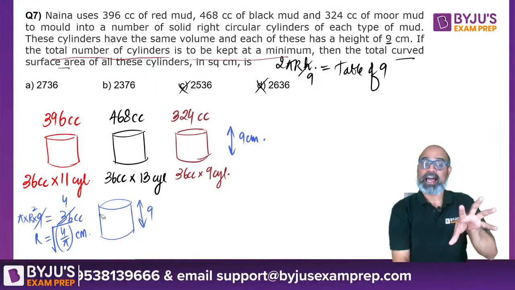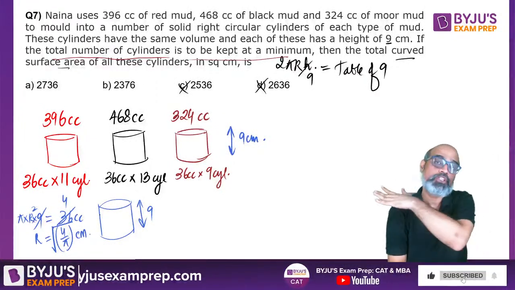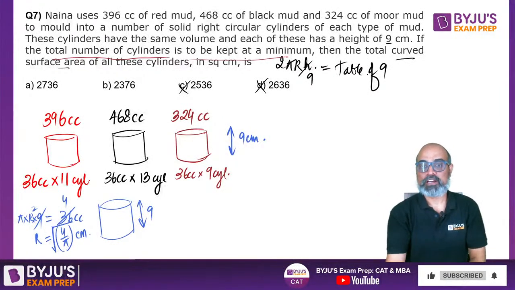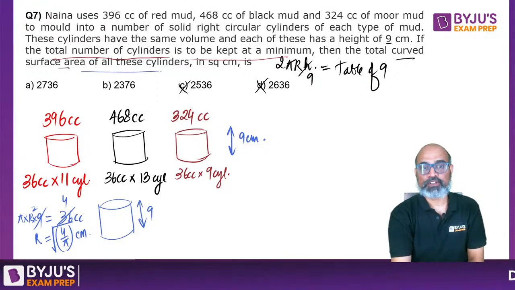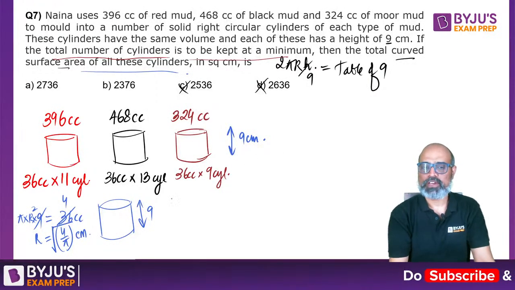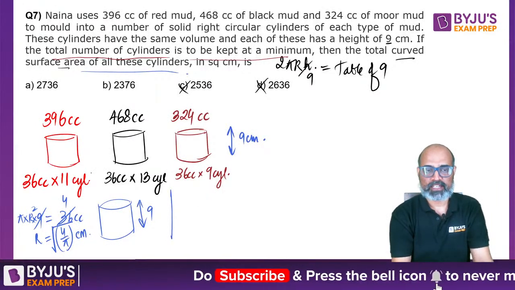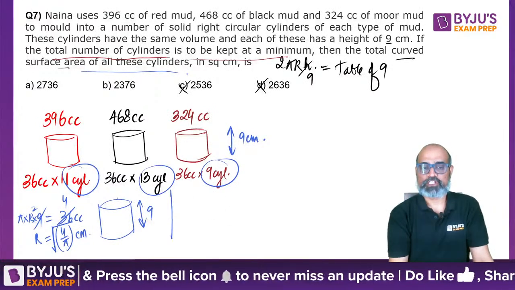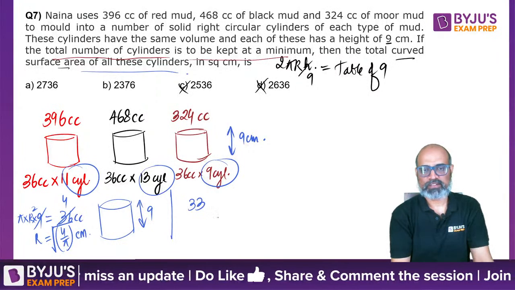So now we have the radius, we now have the height, and we now have the total number of cylinders, which is the minimum. We are now going to simply calculate the total curved surface area of all these cylinders. How do we calculate total curved surface area of all these cylinders? So how many cylinders do we have? 11, 13 and 9, which is 20, 33.